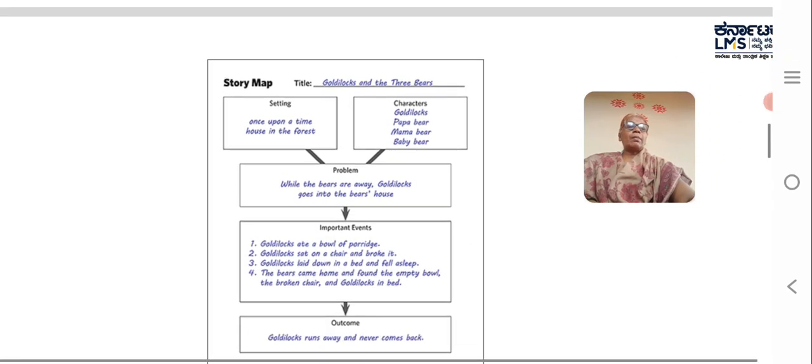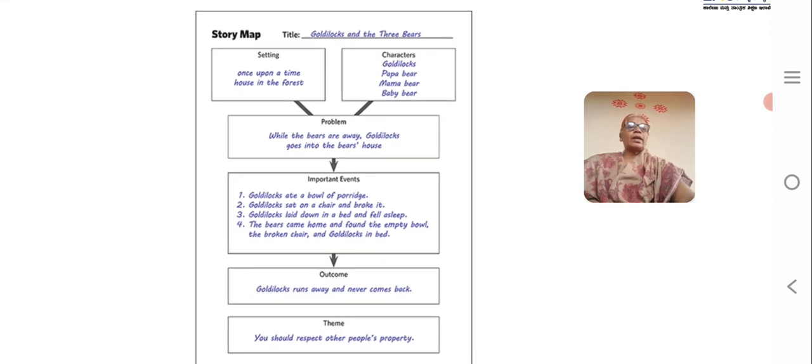Okay, here is one example of how to understand a literary text. If you are familiar with the story of Goldilocks and the Three Bears, basic comprehension includes a diagram of the story, that is the story map. What is the title of the story? Goldilocks and the Three Bears. And where is the story set? Once upon a time, a house in the forest. So the story is set in the past, once upon a time. And there is a house in the forest.